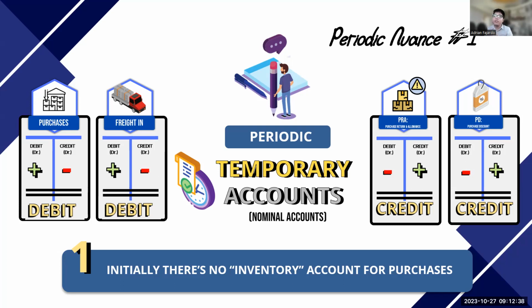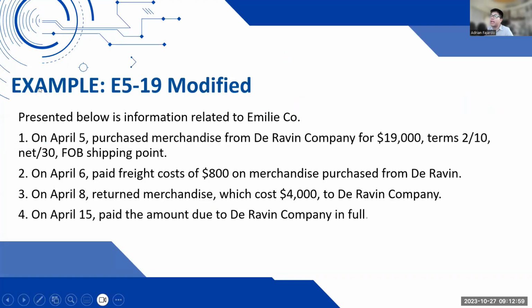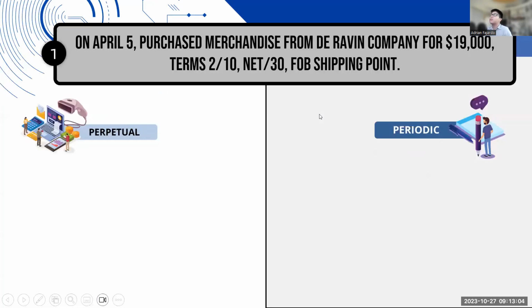So pag SRA or returns and allowance and discount, palagi ang normal balance nila would be the opposite. Right? So credit naman siya ng inventory. So credit, so again, memorize purchases and freight in, normal balance is debit. PRA, PD, normal balance is credit. So let's try. So presented below is the information related to Emily Cove. So pag-compare natin, on April 5, purchase merchandise from D. Ravine Company for 19,000. So on your own, anticipate na journal entry.